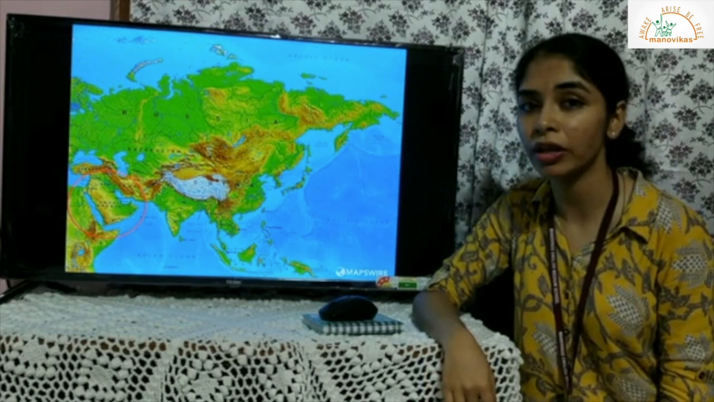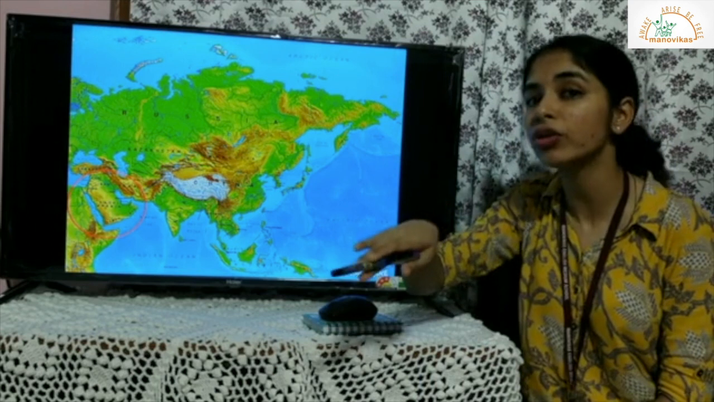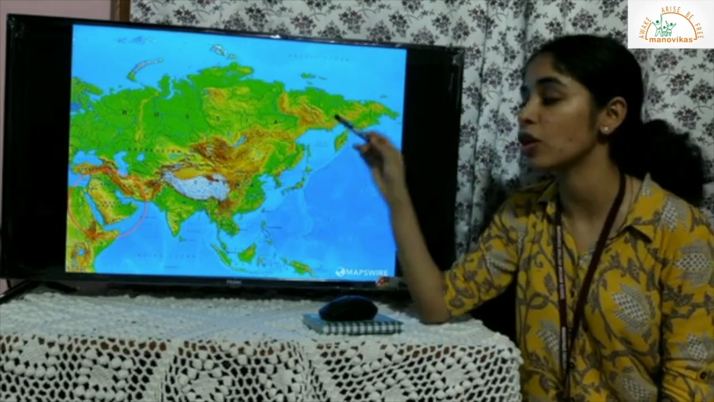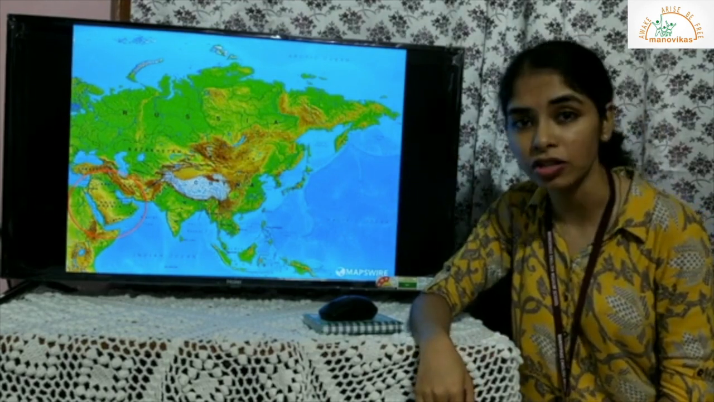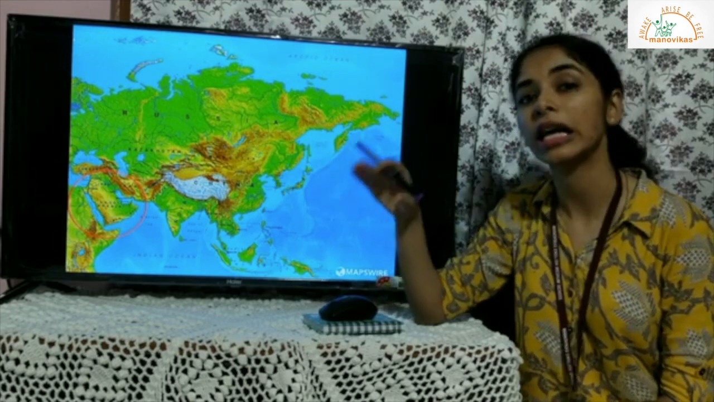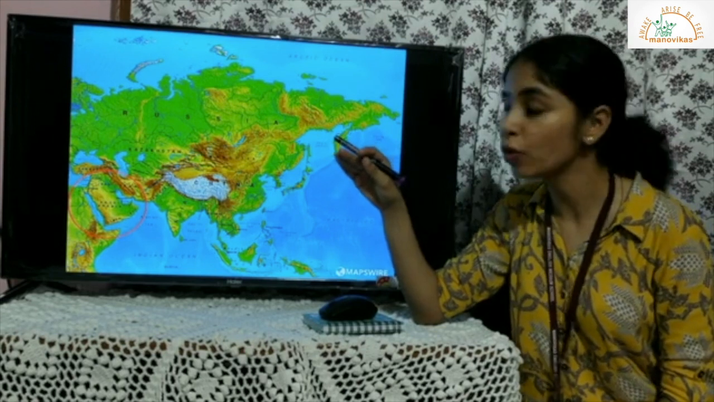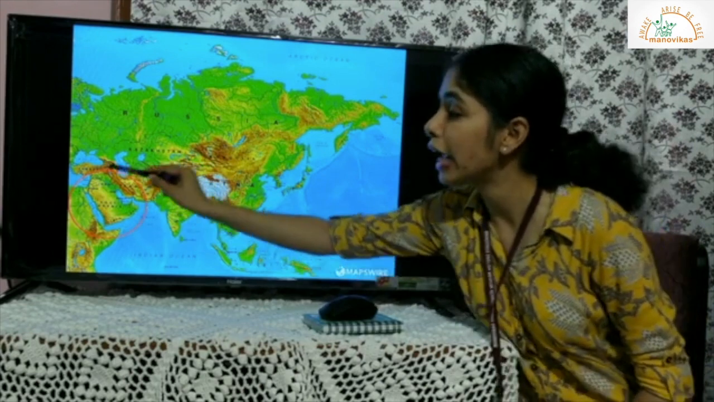We know what peninsulas are. They are landmasses which jut or protrude into the sea and are surrounded by water on all three sides. So yes, all the plateaus of Asia are also major peninsulas. So let us understand their characteristics one by one in detail. The first plateau is the Arabian Plateau, which is located along the southwestern portion of Asia.